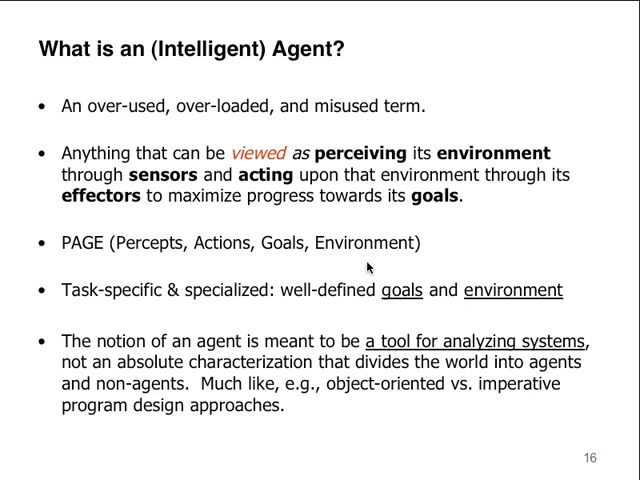So anything that can be viewed as perceiving its environment through its sensors and then acting upon the environment through its effectors to maximize progress towards its goal is called an agent.